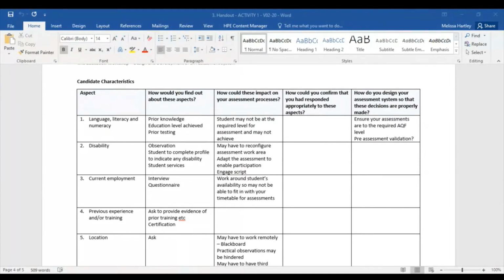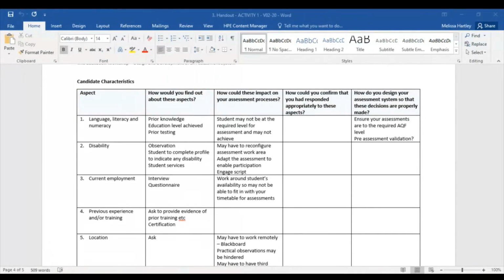And so, for example, with language, literacy and numeracy, the suggestion is we look at prior knowledge, education level achieved, and prior testing, so that you can learn about a person's language, literacy and numeracy issues from previous training that they've done with you, or you can look at the education level achieved, or you might do some LLN assessment when they enroll. So that is part of the way you can find out about it. And then it could impact on your assessment processes. They might not be at the required level for assessment and may not achieve.